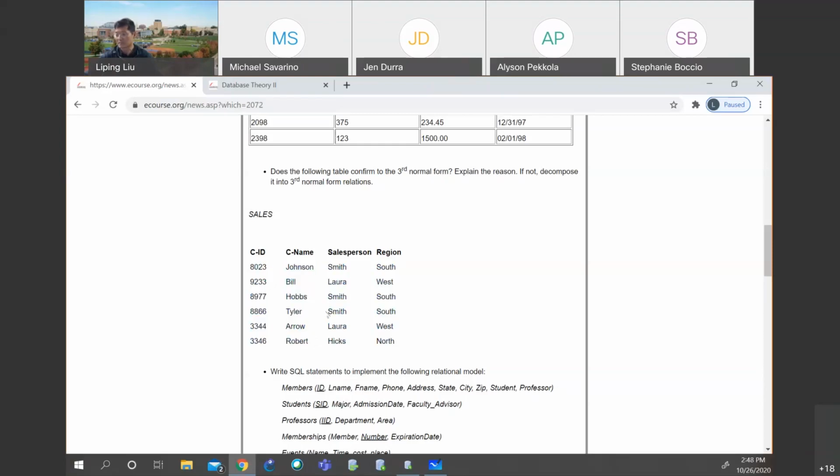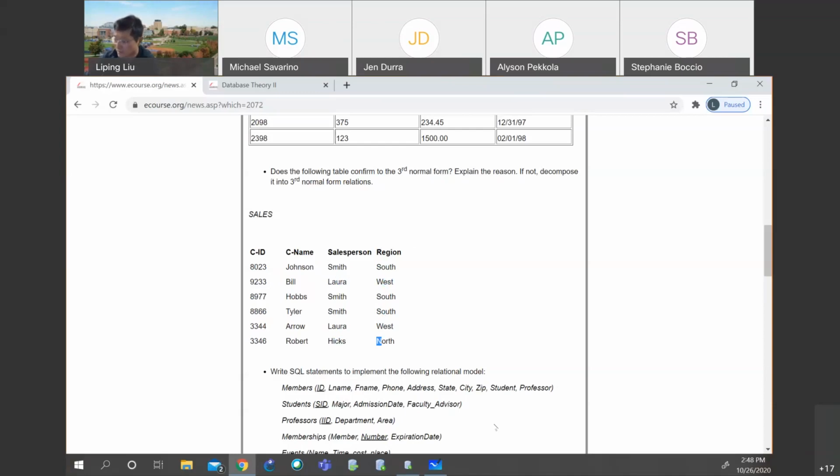So next we are going to check the third normal form essential condition, whether any non-key column determines another non-key column. I do see one here. Basically, if you know the salesperson, you know the region, do you? For example, if you know Smith, his region is South. Is that true? Yeah, South, right? And then Laura is West, okay? And Hicks is North. So if you know the salesperson, then you know the region. So this one is violating third normal form, okay?